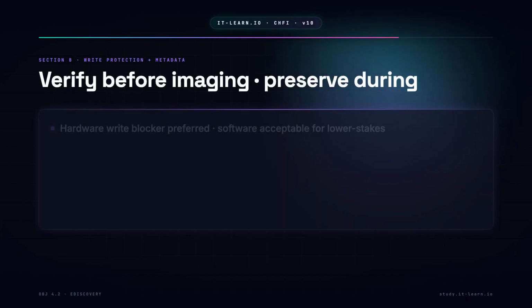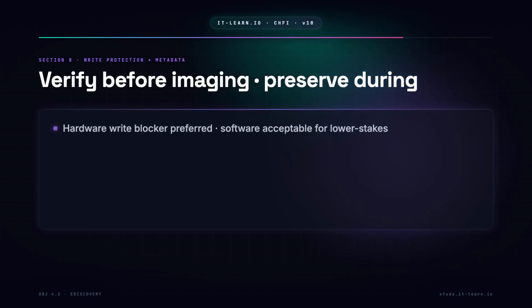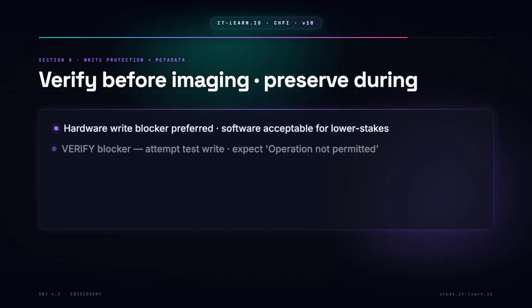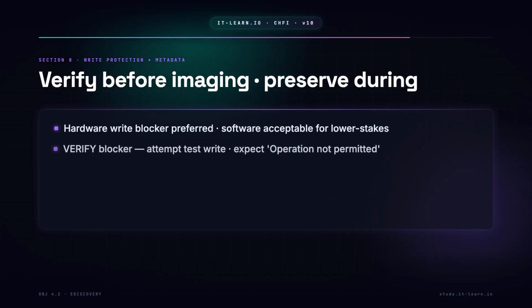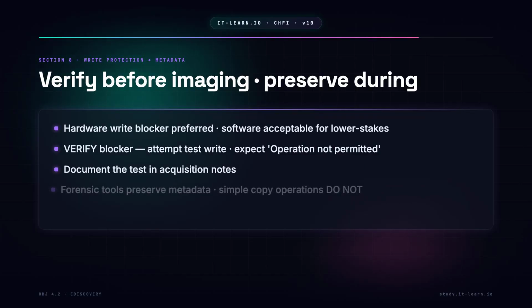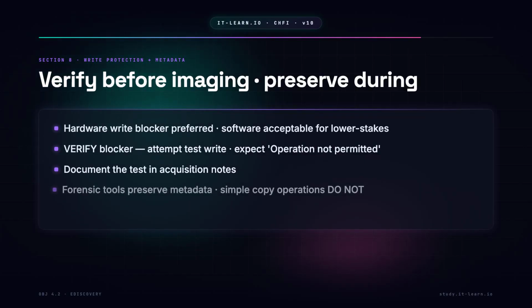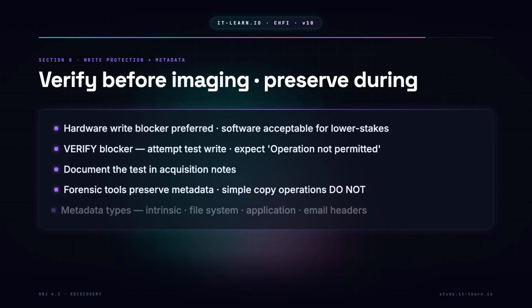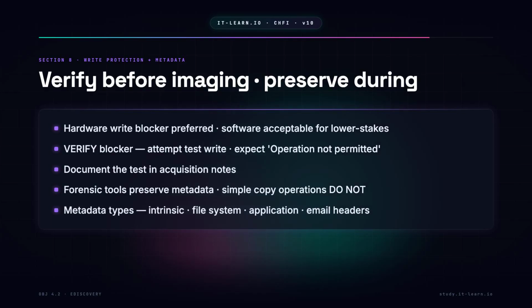Write protection, required before imaging, always. Hardware write blocker: physical device, preferred. Software write blocker: OS level setting, less preferred. Read-only mount on Linux, mount -o ro /dev/sdx, minimal protection. Still sends SCSI commands. Verify the blocker works before you image. Test write: dd if=/dev/zero of=/dev/sdx bs=512 count=1. Expected result: operation not permitted. Document the test in acquisition notes.